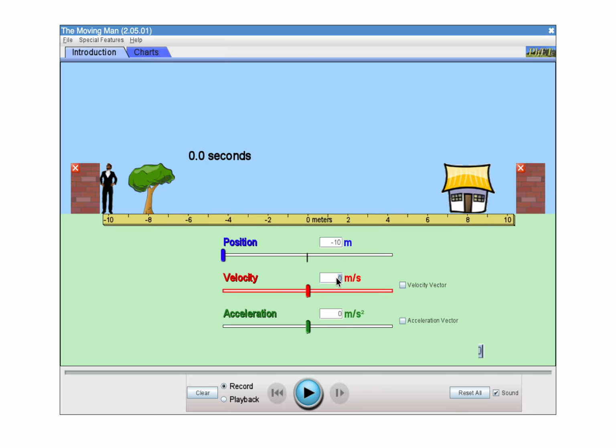And so in the question, we were given a 5 meter per second initial velocity, and so I'm just going to set a 0.5 meter per second initial velocity. And then for acceleration, we were given 2 meters per second squared. I'm going to set it to 0.2 meters per second squared. And then we will see after 10 seconds, how far is this man going to travel?